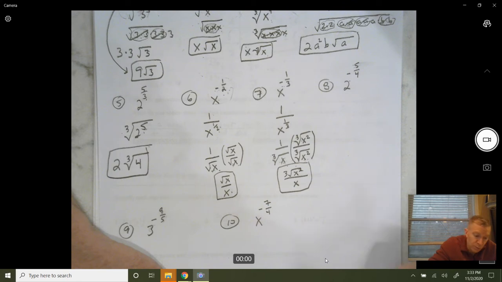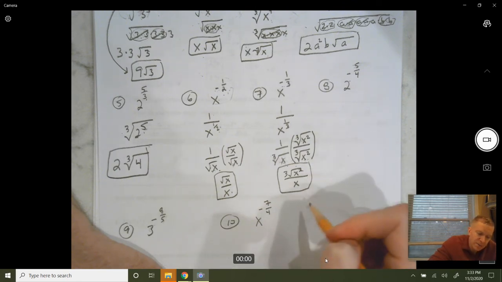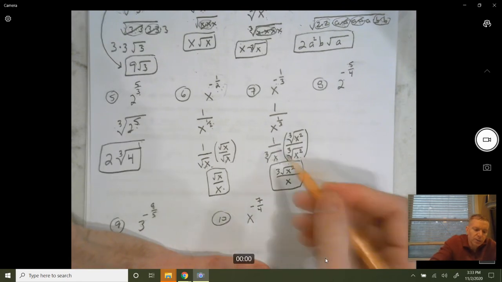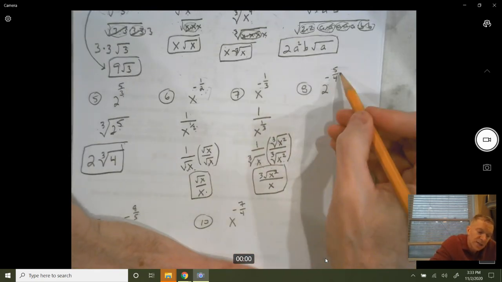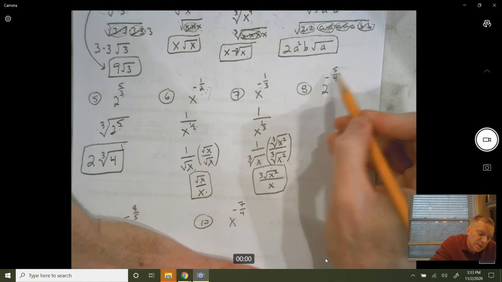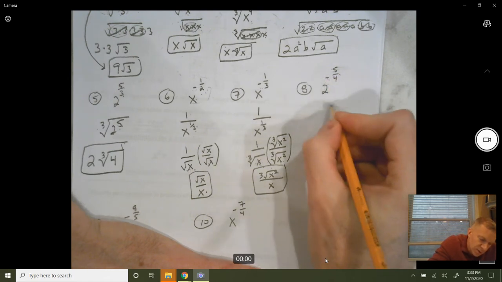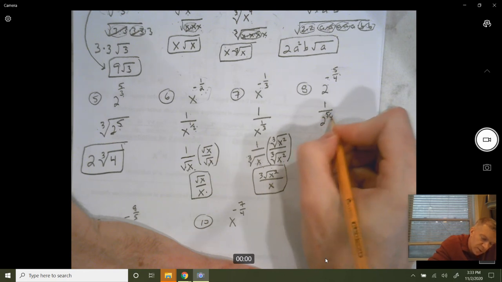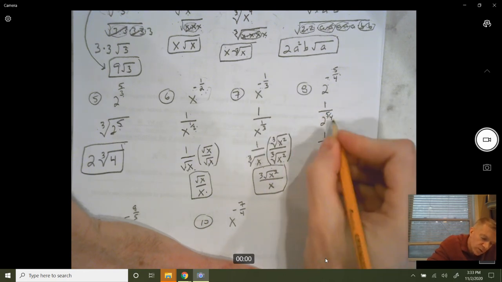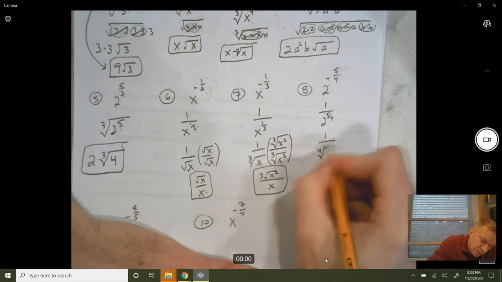Okay, we're going to do 3 more of those. So if you didn't quite catch everything, it's okay. You can rewind or let's look at the next one. 2 to the negative 5/4. Again, there's an exponent that's a rational number and an exponent that's negative. Let's deal with the negative first. So 1 over 2 to the positive 5/4, which becomes 1 over the 4th root of 2 to the 5th.